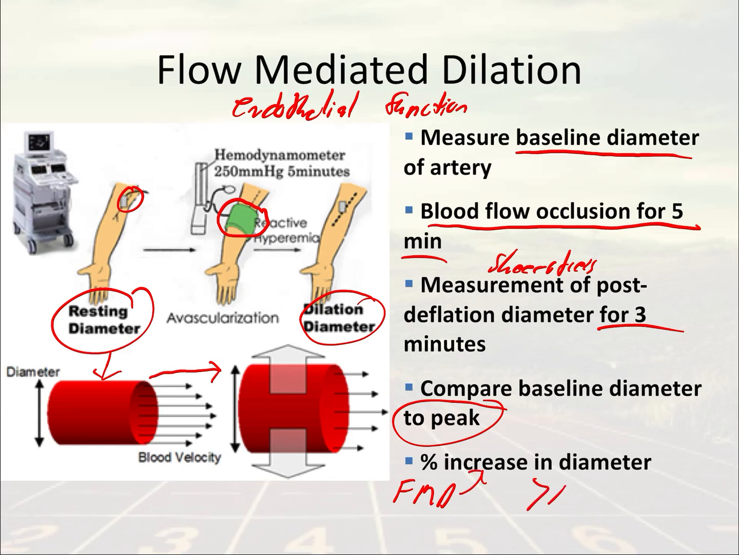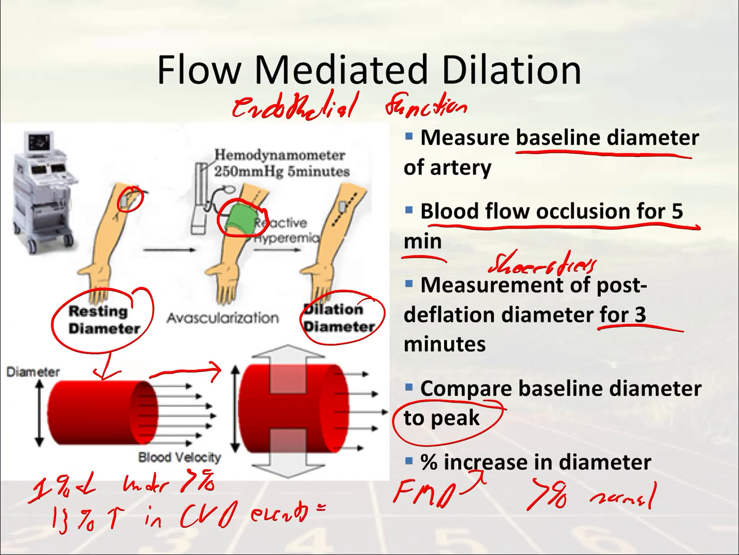So 7% looks like about normal. And the wild part about this measurement is for every 1% decrease under 7%, we see about a 13% increase in CVD events, which equals strokes or heart attacks. So a very predictive measurement.